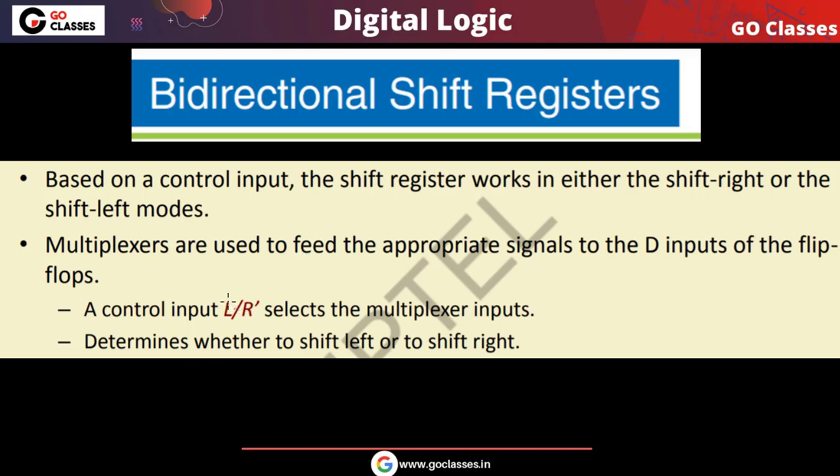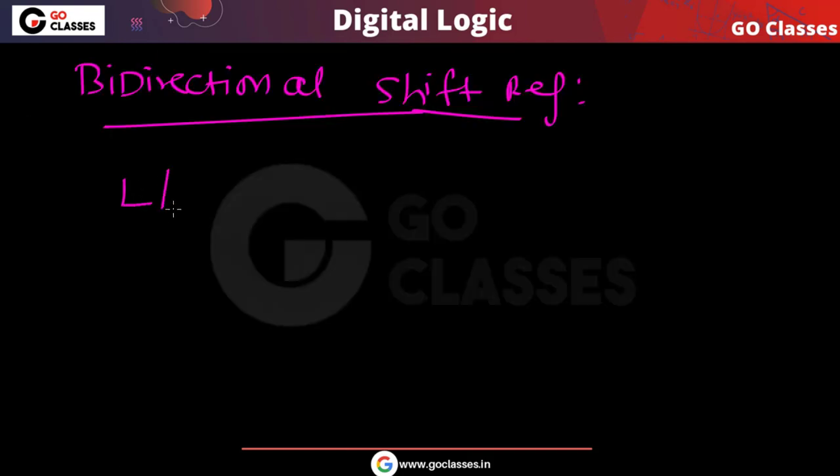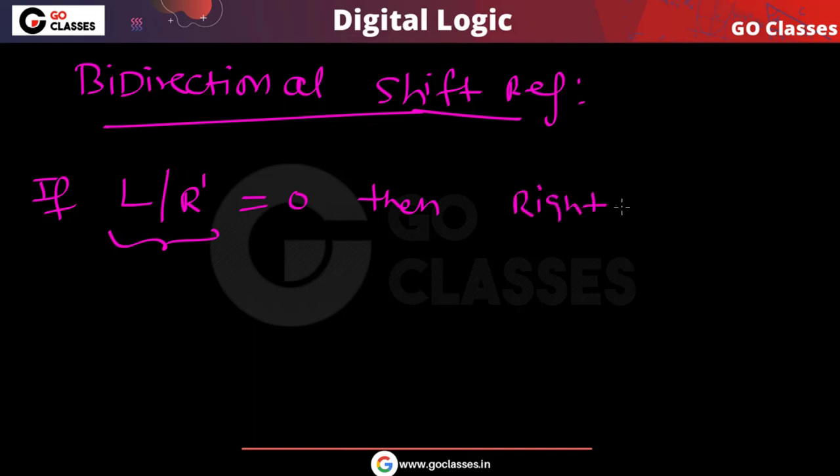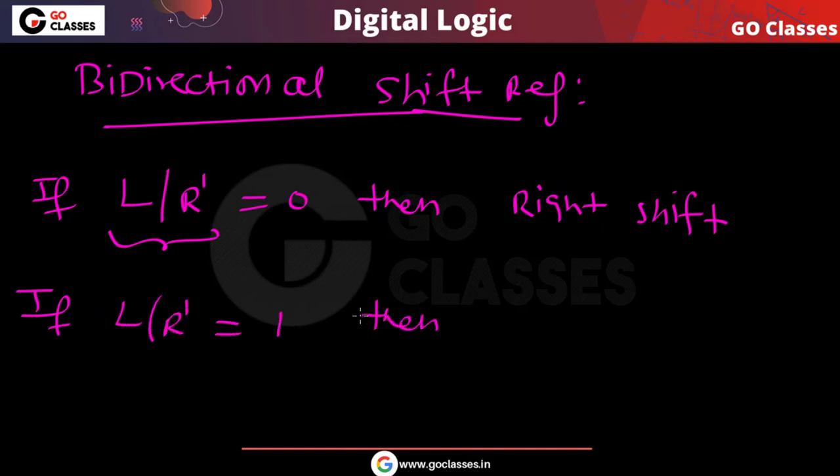For that we will use a control input, lr bar. What is lr bar? It is very simple. If lr bar is 0, then you do right shift. And if this input is 1, then you do left shift. Using this input we can control whether we want to do right shift or left shift. So the idea is very simple.